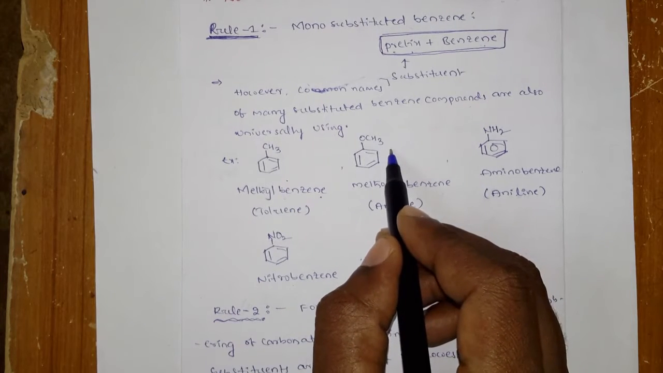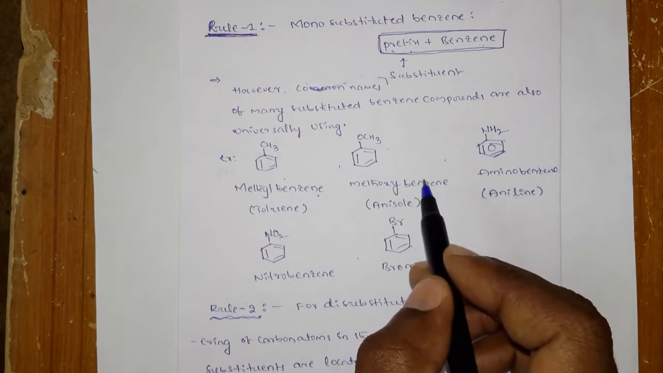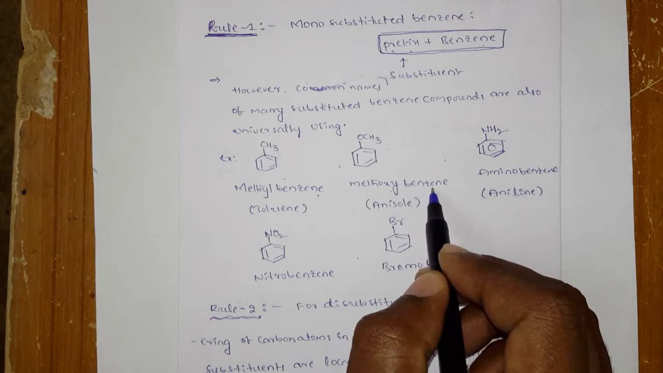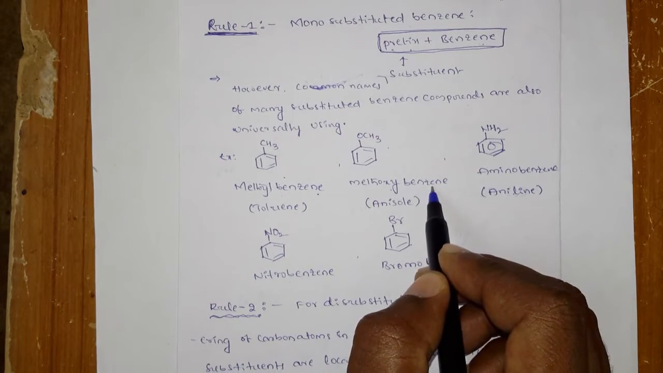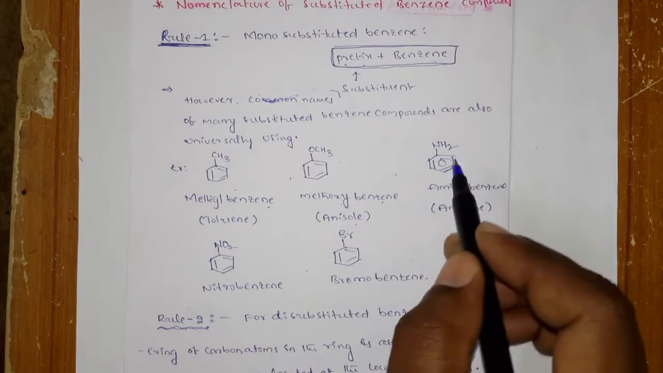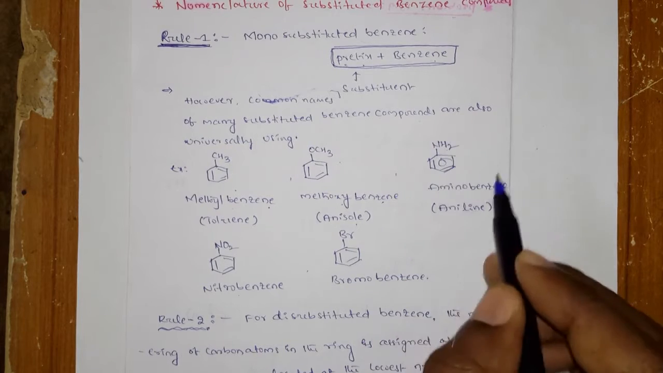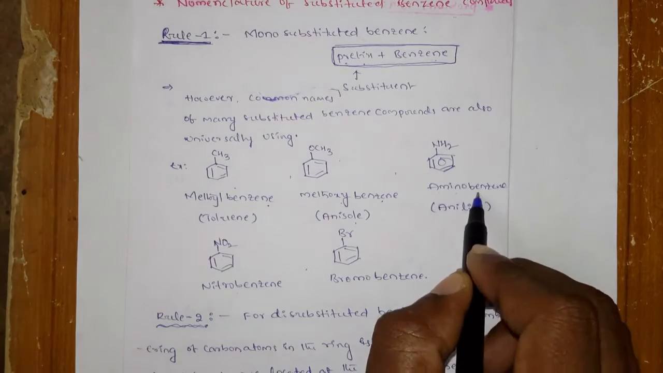Come to here. It is a benzene and this is a methoxybenzene. So what is the common name again? There is anisole. Okay, it is a common name. And look at here, this is an NH2. On the benzene there is an NH2 group, so that you call aminobenzene.